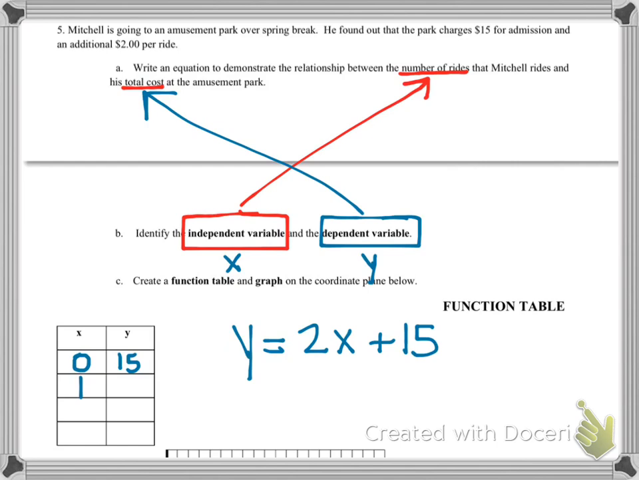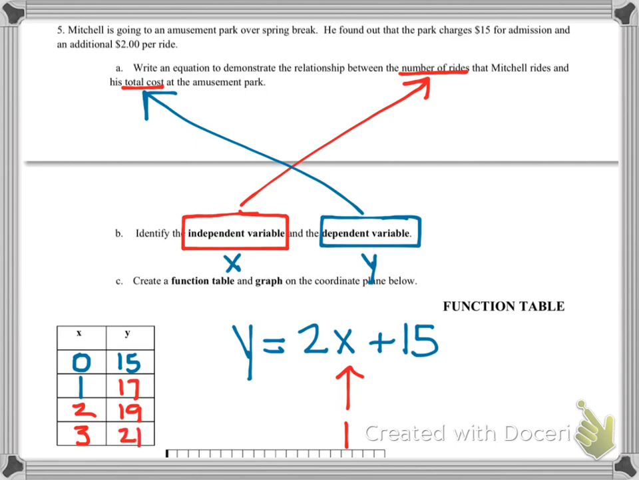If he rides 1 ride, I'd put a 1 into the equation for X, and if I put a 1 in there, it's 2 times 1 is 2 plus 15 is 17. And if I put a 2 in, it's 2 times 2 is 4 plus 15 is 19, and you can see that every time I add a ride, I'm going to add $2 to my total. So it would look like that.